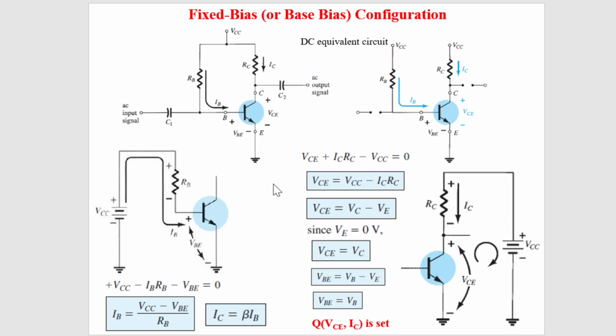If you see the base emitter loop, one can draw the circuit diagram, with current IB flowing like that. Now you can write the Kirchhoff voltage law in the base emitter loop. If you run the loop anti-clockwise, that is plus VCC minus IBRB minus VBE equal to 0. Or if you run the loop clockwise, that is plus IBRB plus VBE minus VCC equal to 0. So you can find IB equal to VCC minus VBE upon RB.